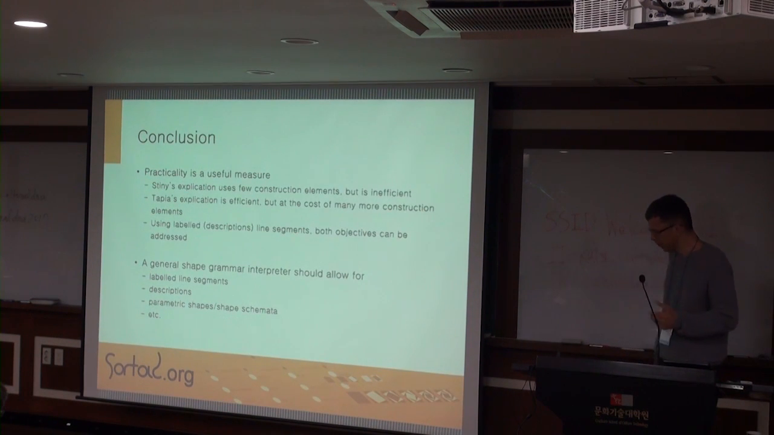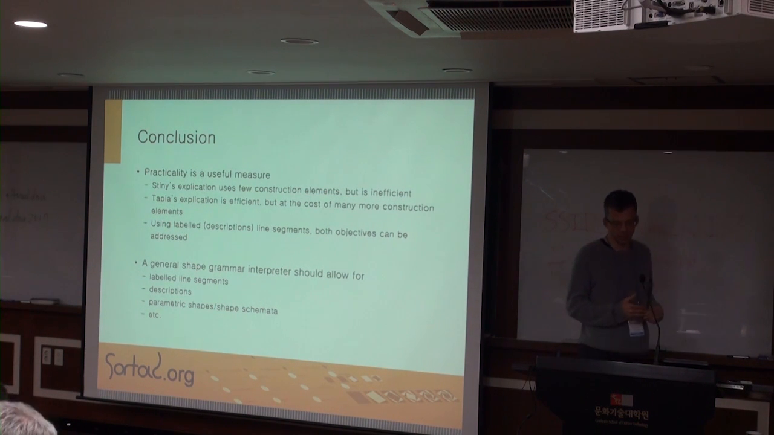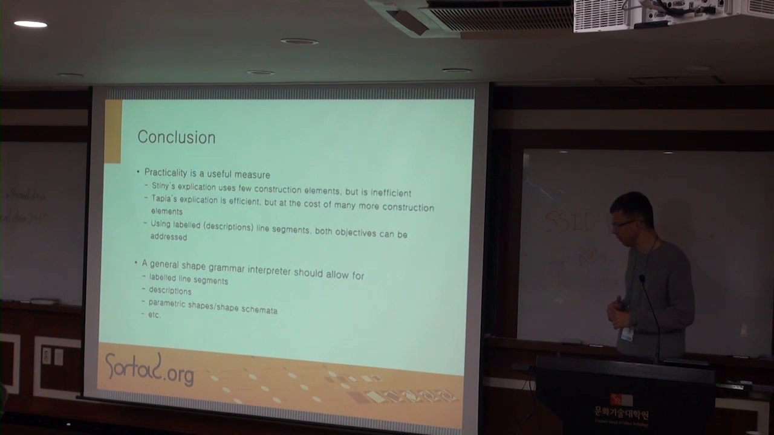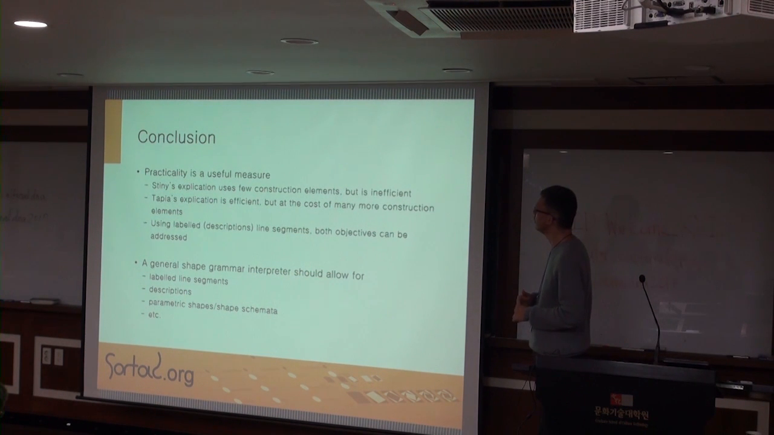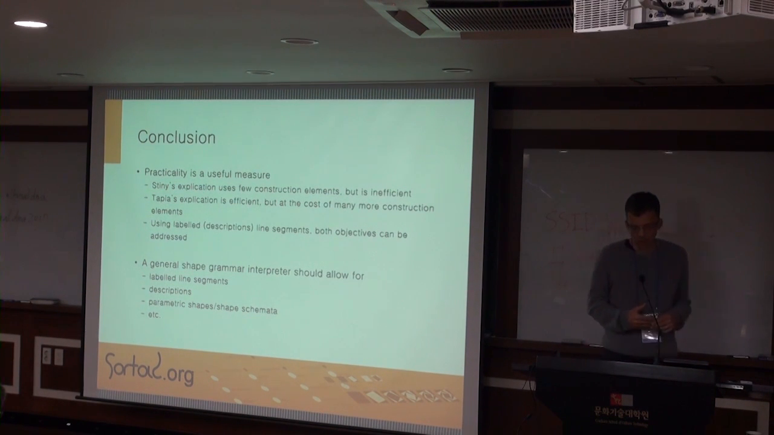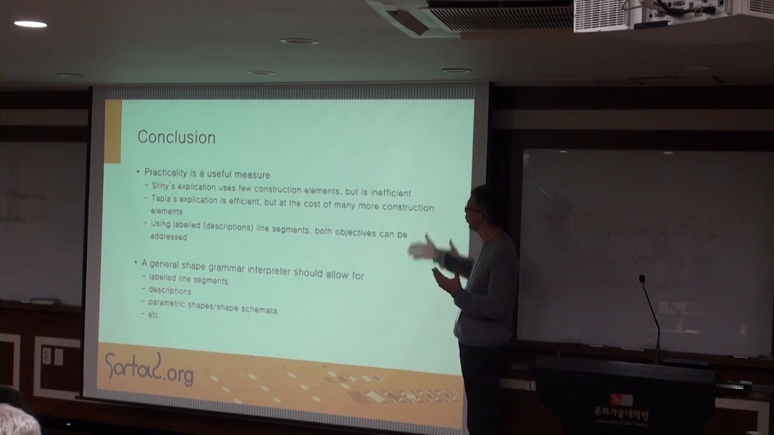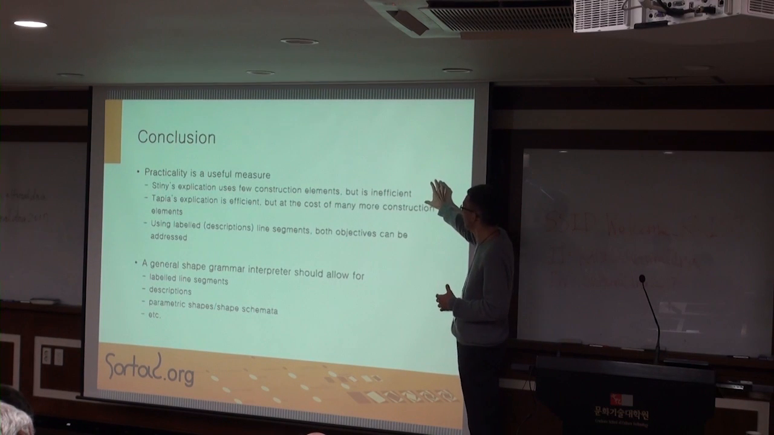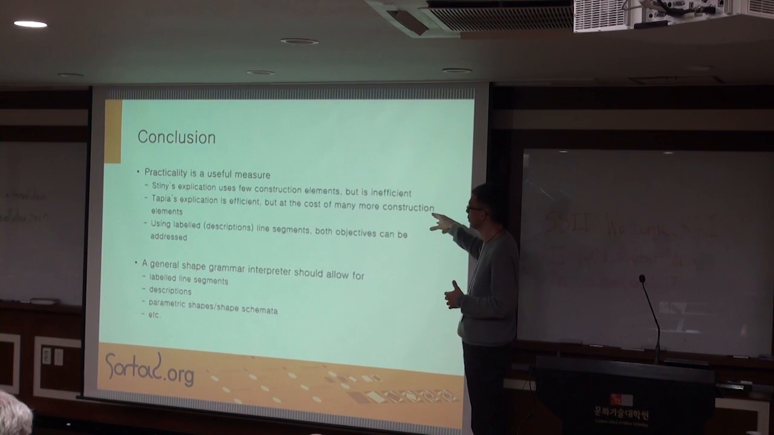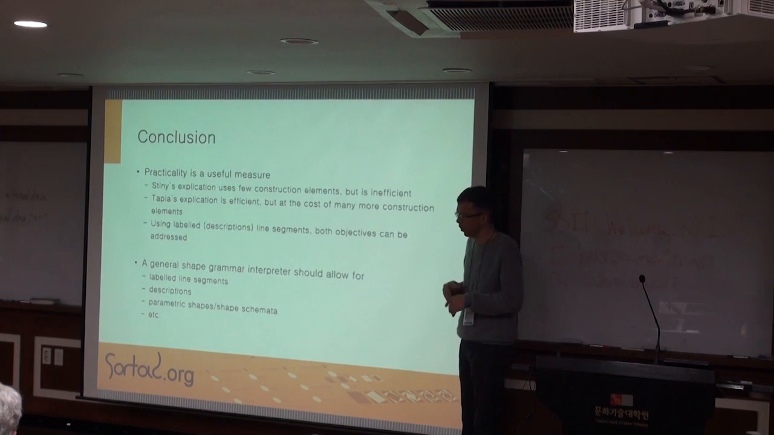And in conclusion, maybe trying to get back as to why I'm interested in this, and I've been looking at it. I think, well, first, let's say practicality is a useful measure. We could, in this way, understand that Steiny's explication, on the one hand, uses very few construction elements, but it's not very efficient. The way Tapia's explication is very efficient, but it's at the cost of many more construction elements. And we could find alternative explications where both objectives can be addressed.